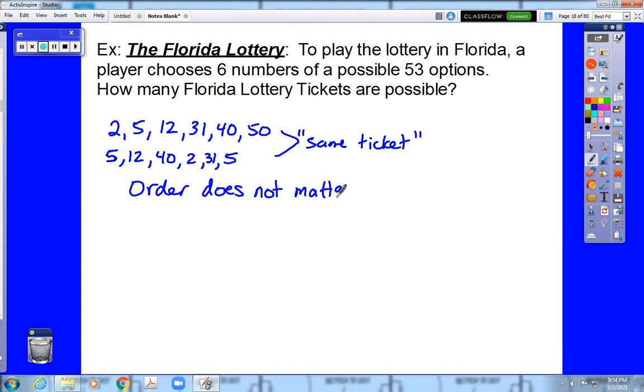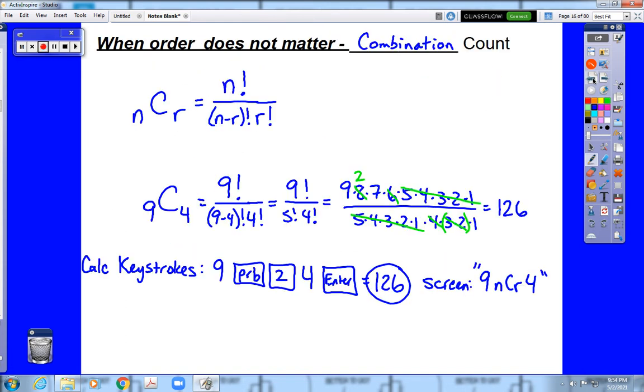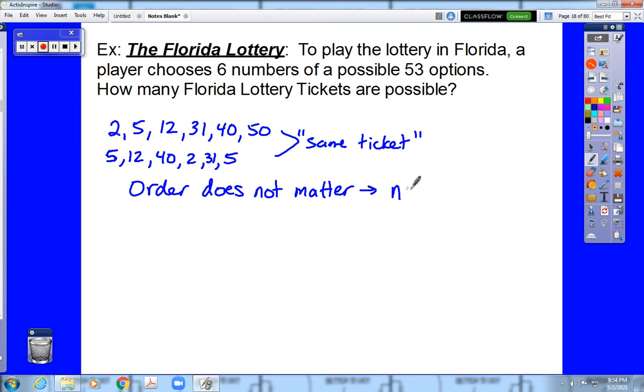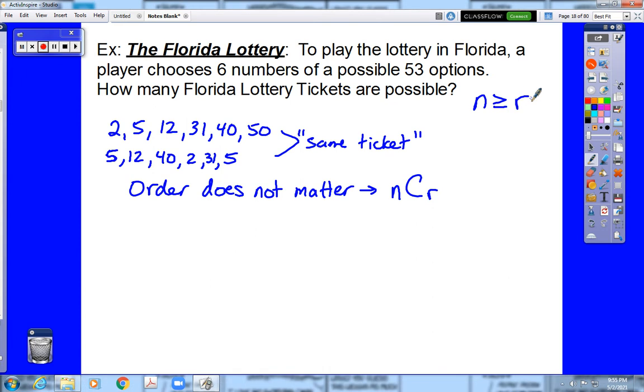Doesn't matter what order the 6 numbers are selected, you'd still end up with the same ticket. So since order does not matter, we would use a combination count. So we are going to do nCr. Something to keep in mind is that n is always greater than or equal to r. There are only 2 numbers in this problem, 53 and 6. Since n is always bigger, n is 53 and r is 6, meaning that we are doing 53 choose 6.